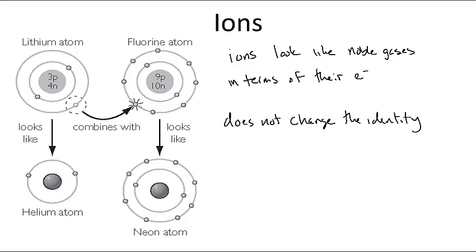So I'm going to ask you, why does it not change the identity? Take about 10 seconds to think about it. When it loses electrons, why does it not change the identity? It's because the number of protons does not change. So we say fluorine gains an electron, it looks like neon. It's not neon. It's still fluorine, but it has the same electron configuration as a neon atom.